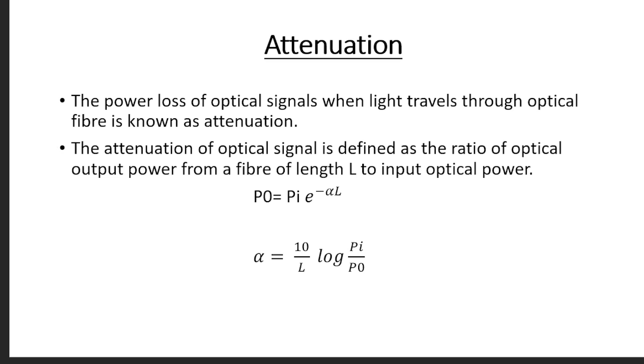Attenuation of the optical signal is defined as the ratio of optical output power from the fiber of length L to the input optical power. This can be written as P0 equals Pi e raised to minus alpha L. Here P0 is the output power, Pi is the input power, alpha is the attenuation coefficient, and L is the length of the optical fiber. The attenuation coefficient can be written as alpha equals 10 upon L log of Pi upon P0, where Pi is input power and P0 is output power.